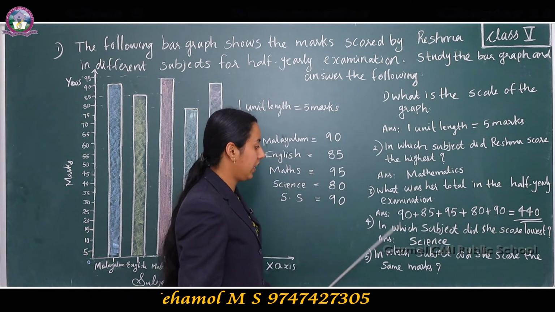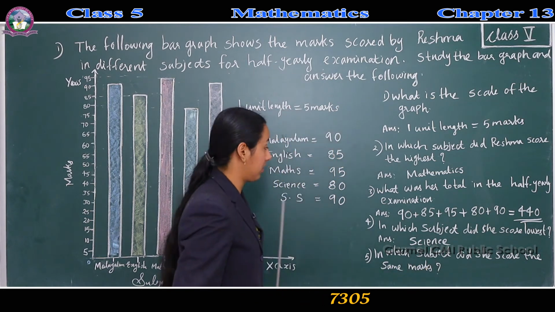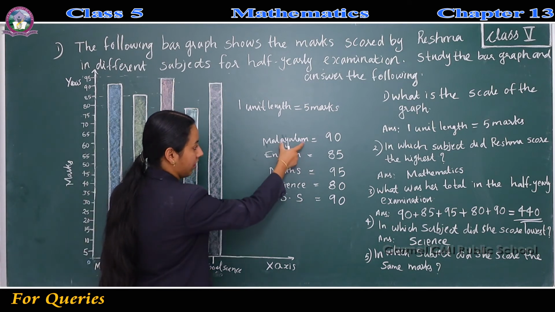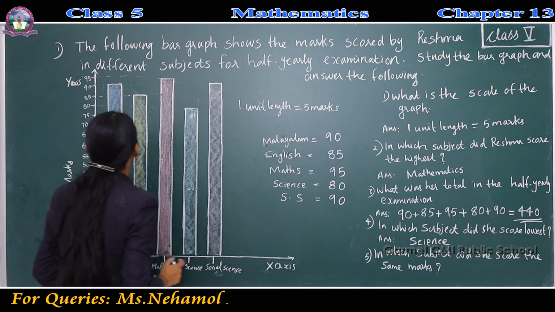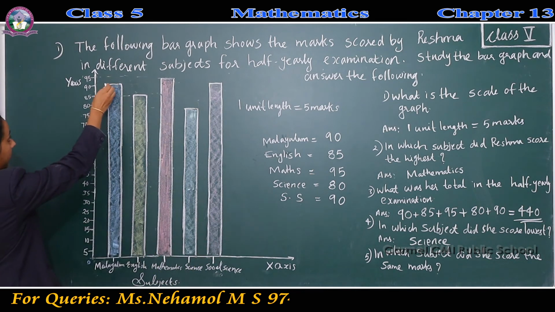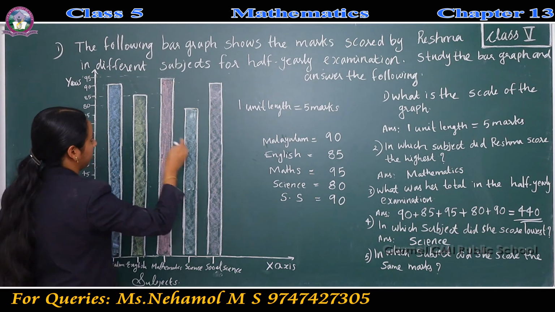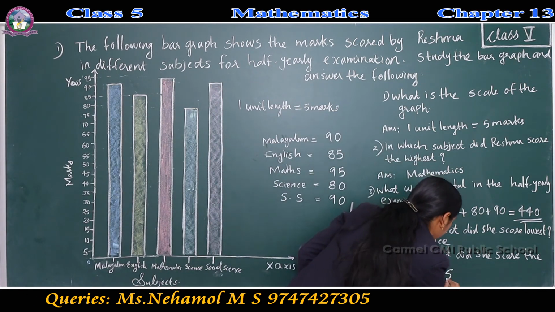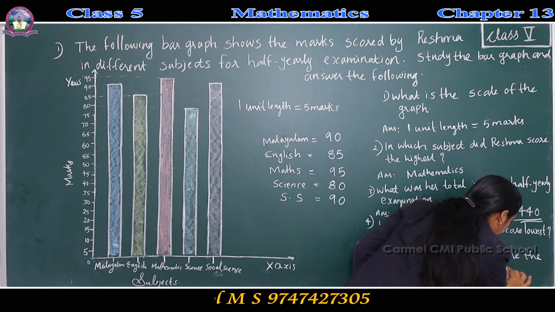Next question, in which subjects did she score the same marks? Same marks. Social Science and Malayalam, 90. This bar and this one. So the answer, Social Science and Malayalam.